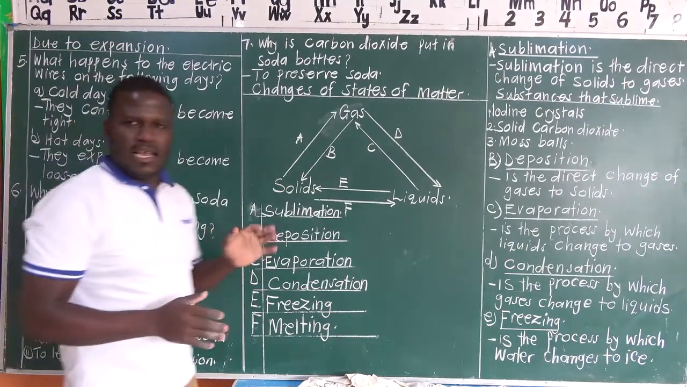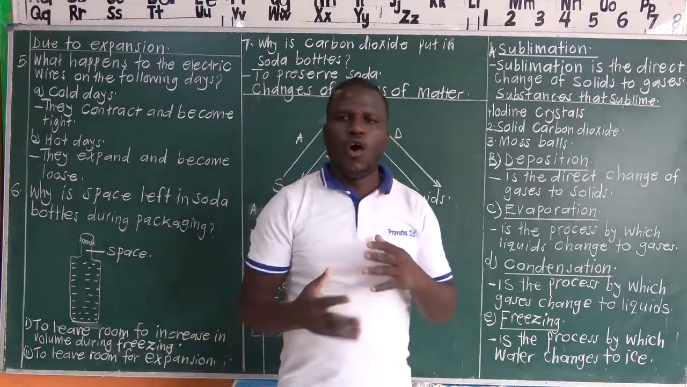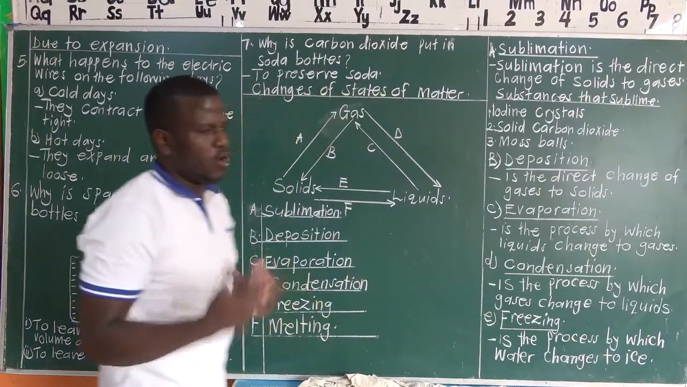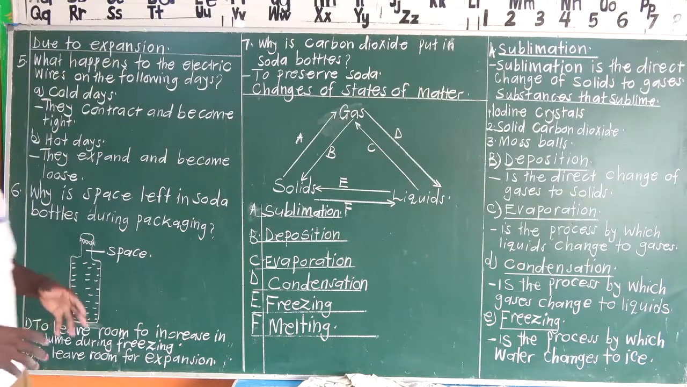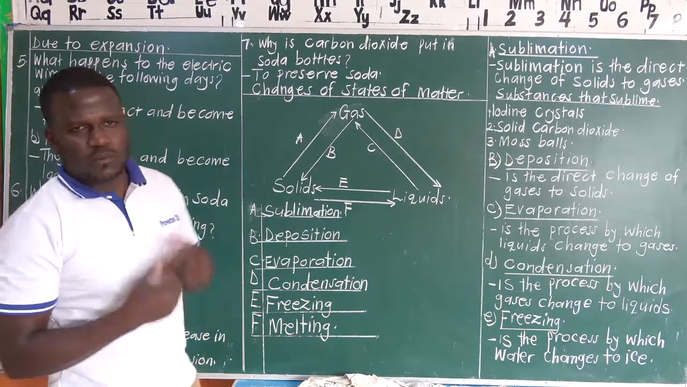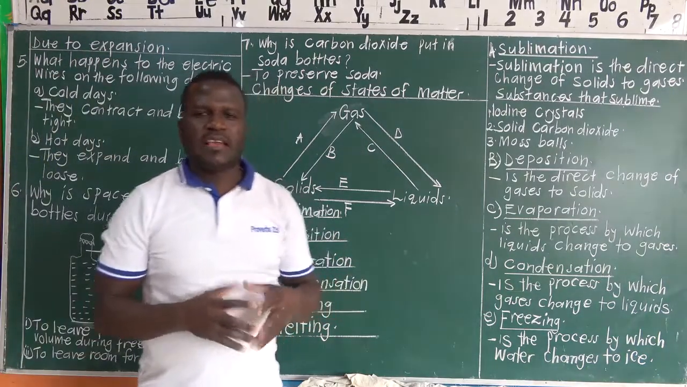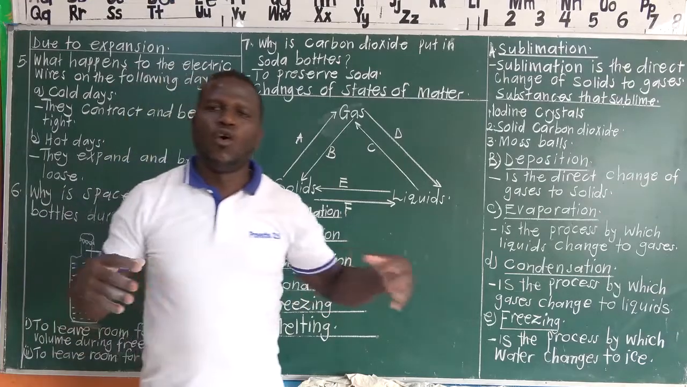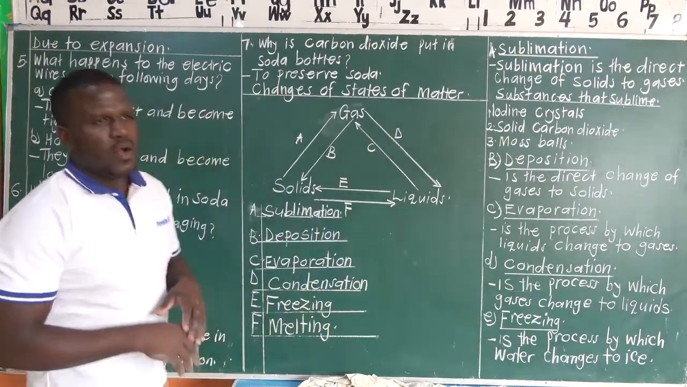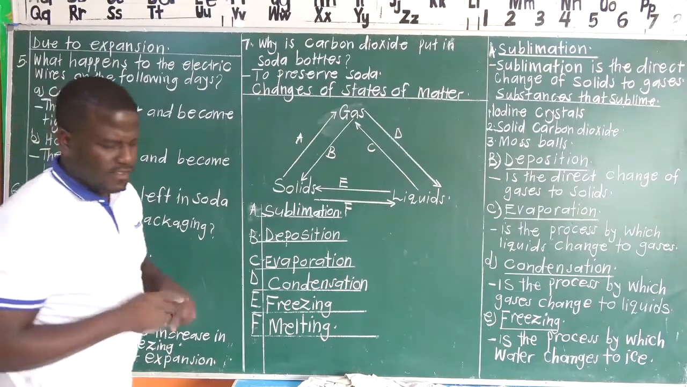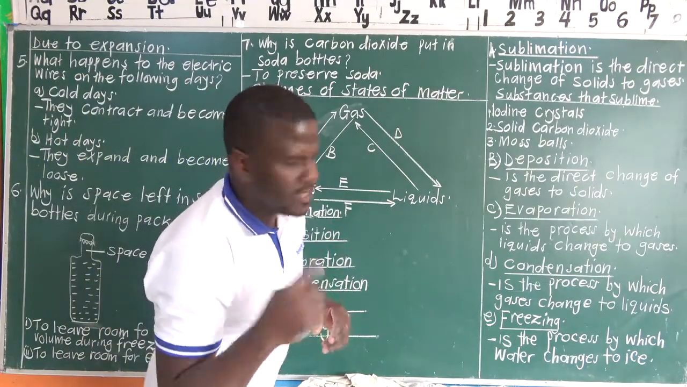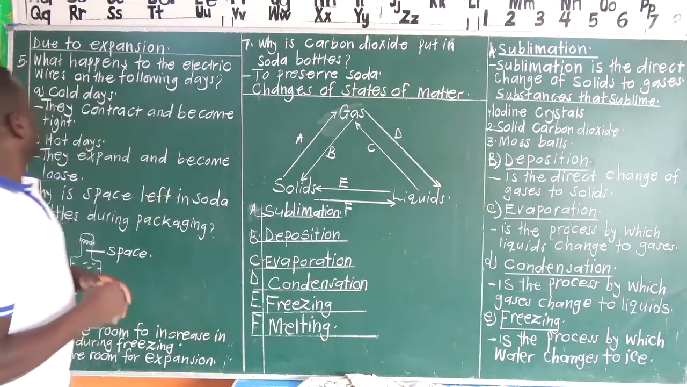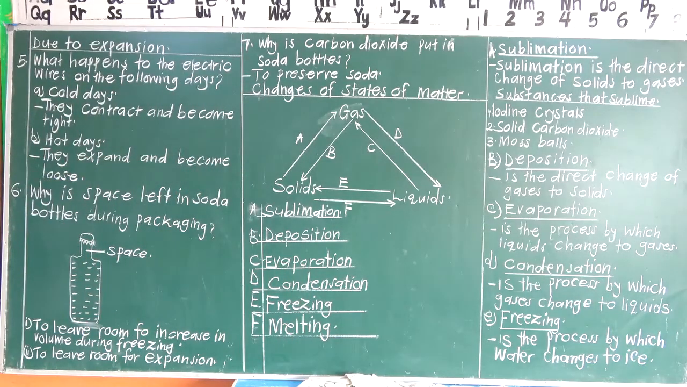Alright, we've said electric wires become long and loose on a hot day because of expansion. Meaning that when these electric wires are exposed to heat, they expand and become long and loose. Then when they're exposed to coldness, they contract and become short and tight. So that is it. Then number 5, what happens to electric wires on the following days?